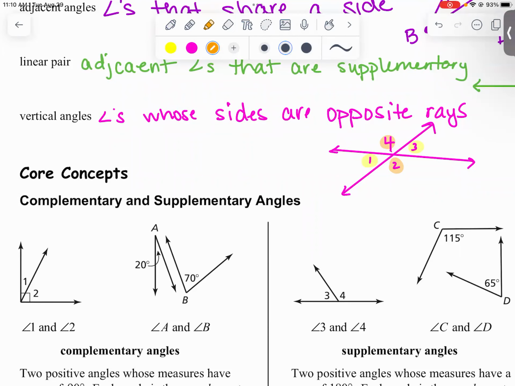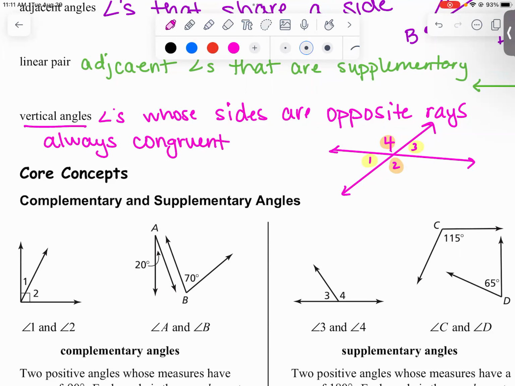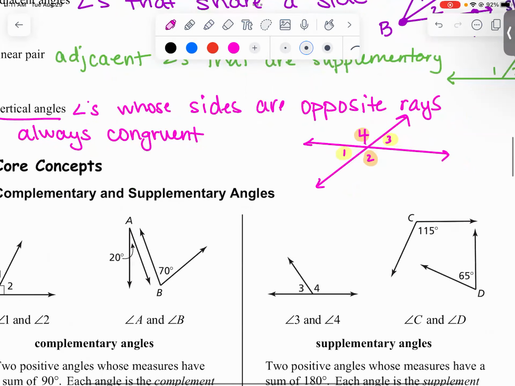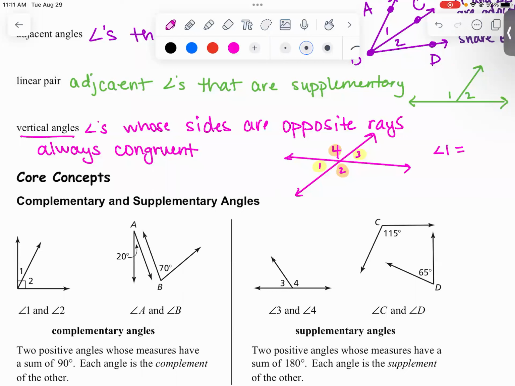Do you have an observation that you would like to make about angles 1 and 3? They are always congruent, okay? This is something that, it's in the definition, we can assume. If we have vertical angles, we can say angle 1 is congruent to angle 3 because they are vertical angles. We can say angle 2 is congruent to angle 4 because they are vertical angles. That's going to be really helpful when we're finding missing measures or eventually proving something to be true.